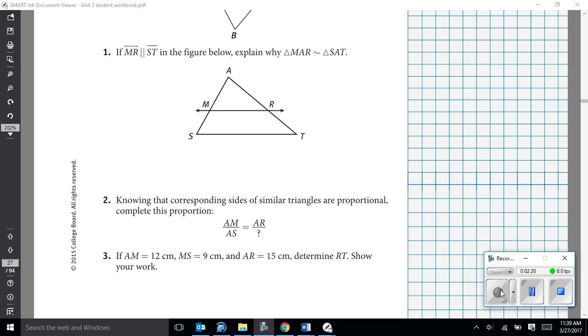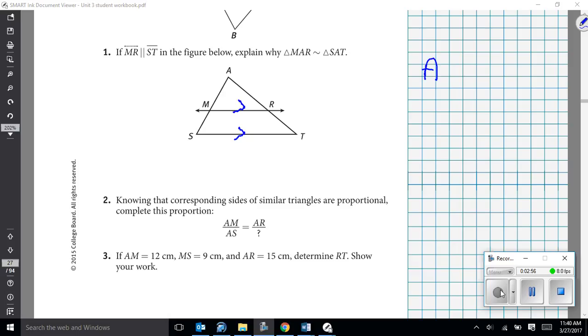So looking at number 1, walking around and talking and looking, there were some different approaches for showing that triangle AMR and triangle AST are similar. Looking at these, we're only given one bit of information. We're given that MR is parallel to ST. So what are the approaches? We have 3 options. What are our 3 options to show the triangles are similar?